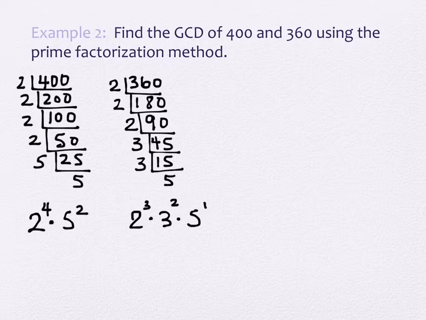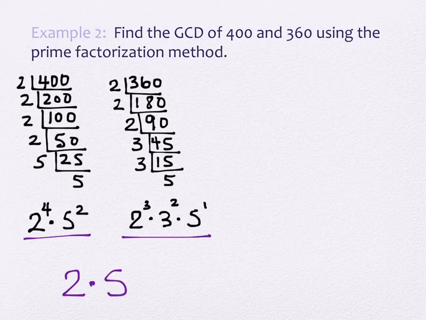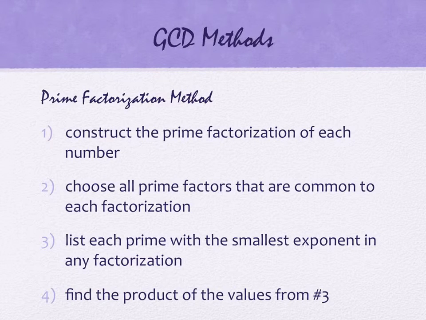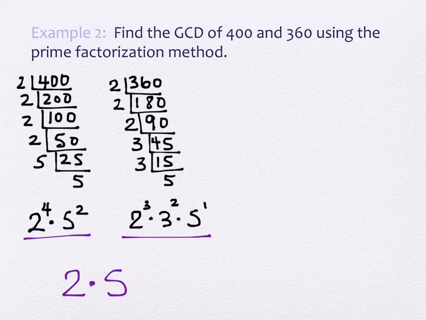All right, but the part that's new from this section is to take a look and to see what they have in common. So what prime numbers do they have in common? 2 and 5. And so basically we're at the point where we're at step 2. Step 3 says to list them with the smallest exponent. So what's the smallest exponent on the 2's? A 3. And the smallest exponent on the 5's? A 1.